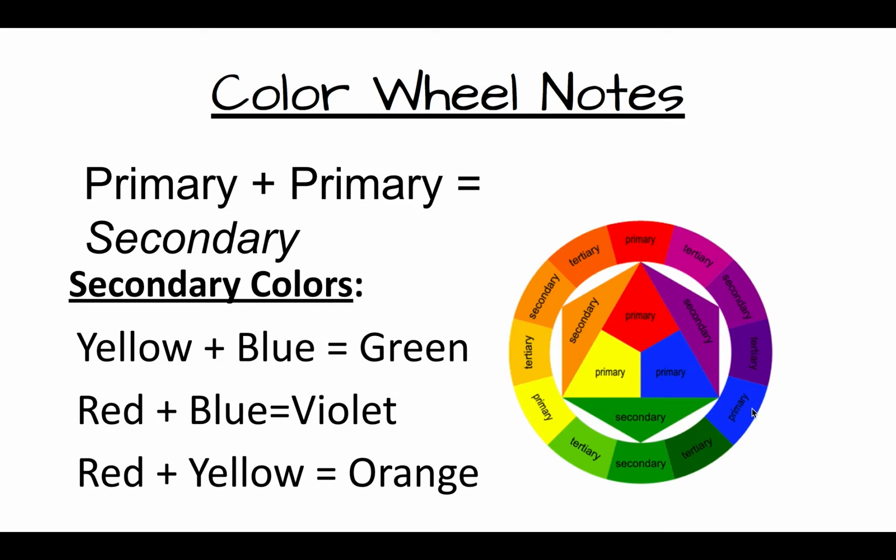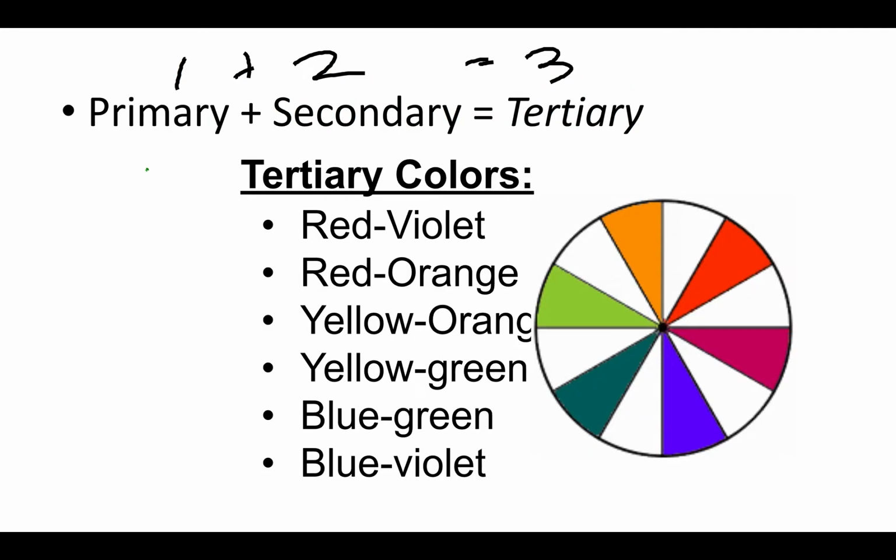When we mix yellow and blue together, we get green. When we mix yellow and red together, we get orange. So those are your secondary colors. The root word in secondary is 2 because it takes 2 primary colors to make it. Next up, we have tertiary colors.